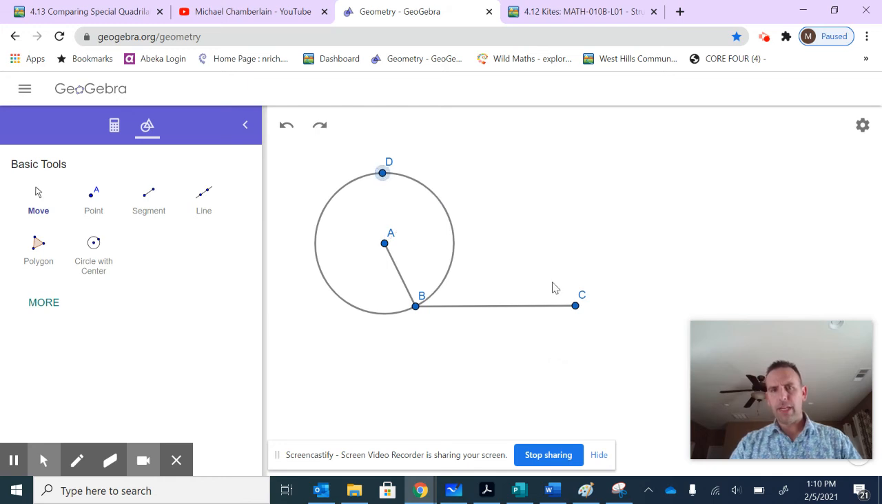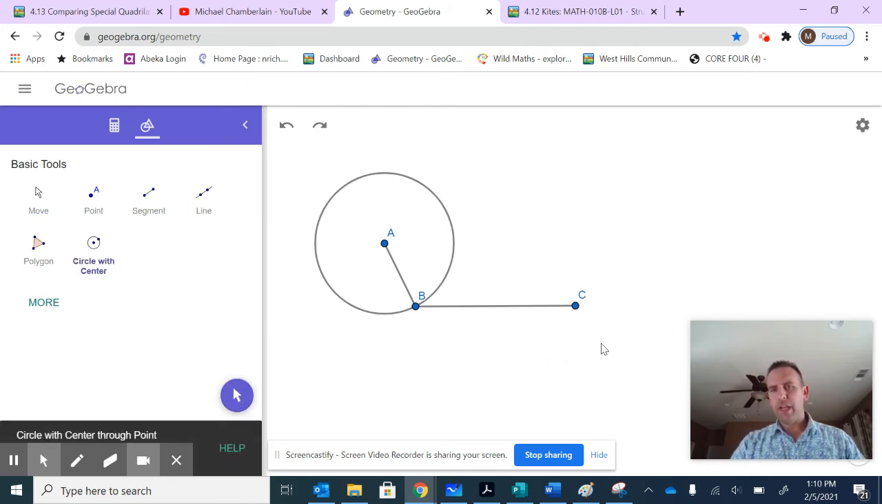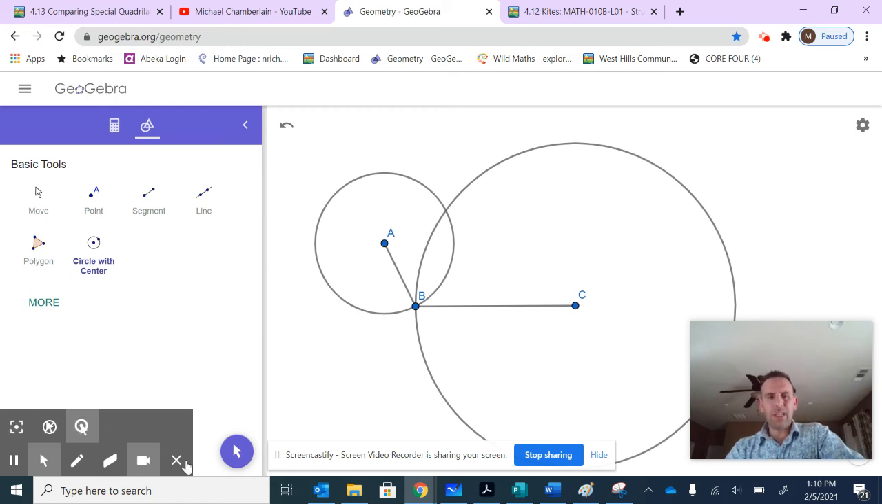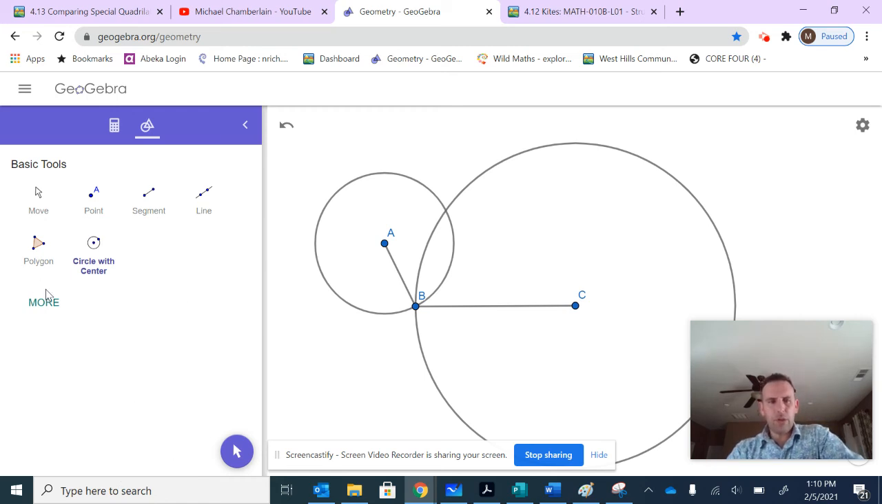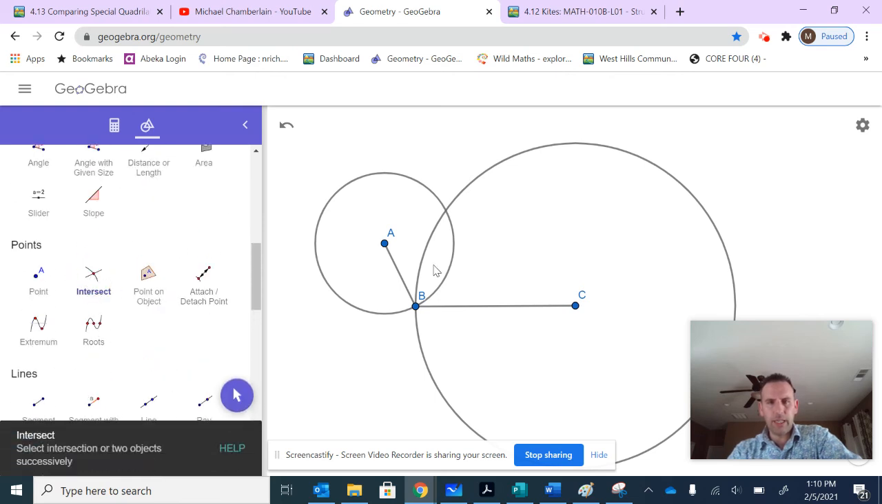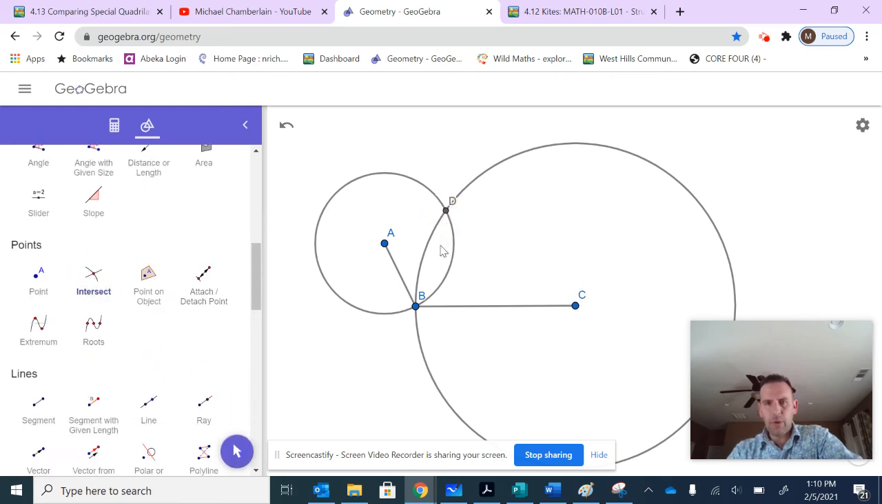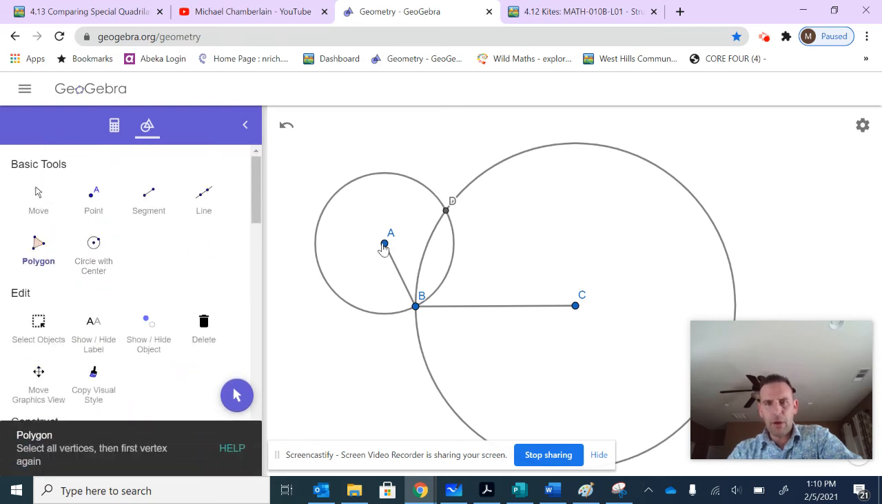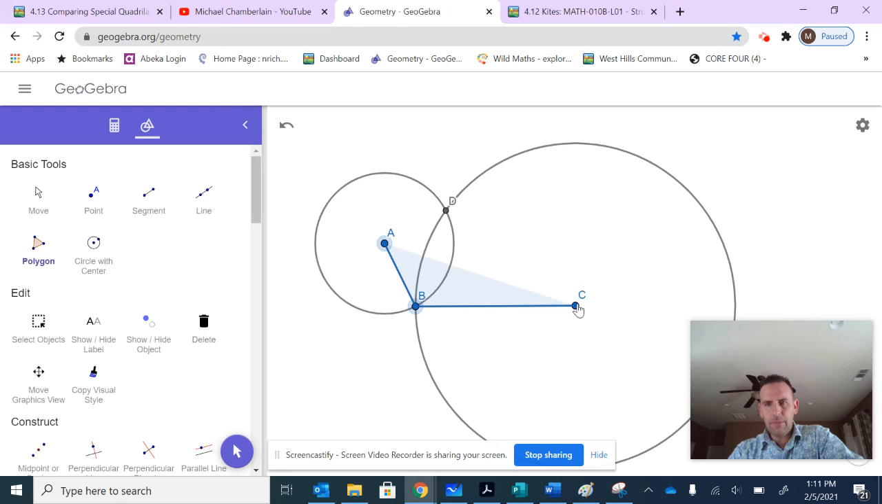So let's go back for a second. I'm going to take that point away. Then you go back and use your circle with center tool on the other endpoint, which is C. So start at C and drag over to B and click. What you'll notice is those two circles intersect at a given point there. So I'm going to click more. Remember, you have to click more twice to get to the intersect tool. And I'm going to look at the intersection where they cross one another right there. So what you should notice is that you can now make a polygon A, B, C, D, and back to A, and we have a beautiful kite right there.